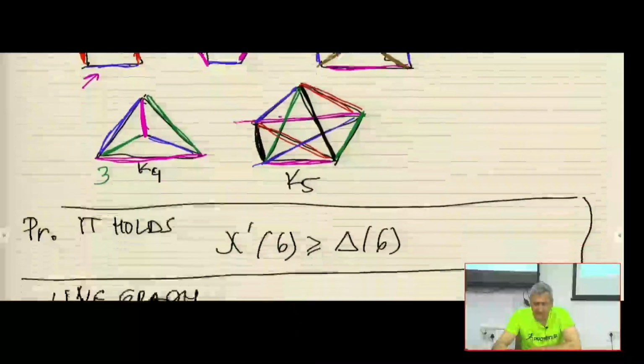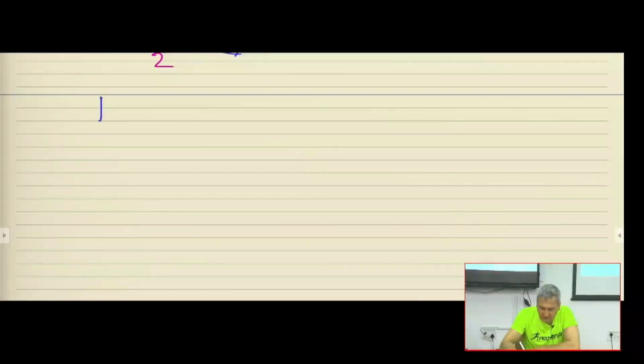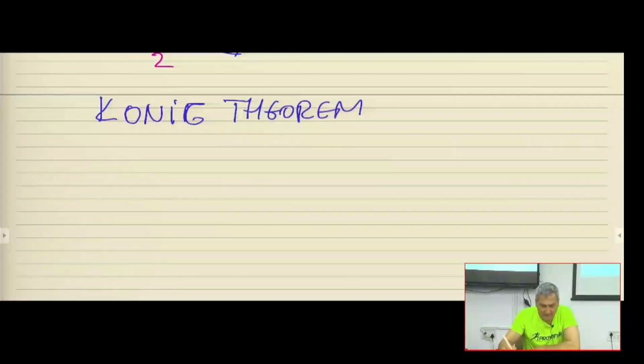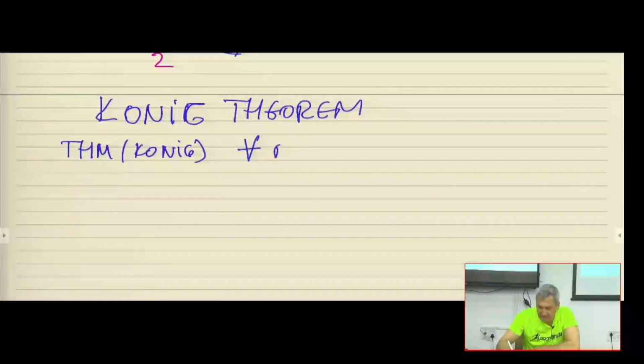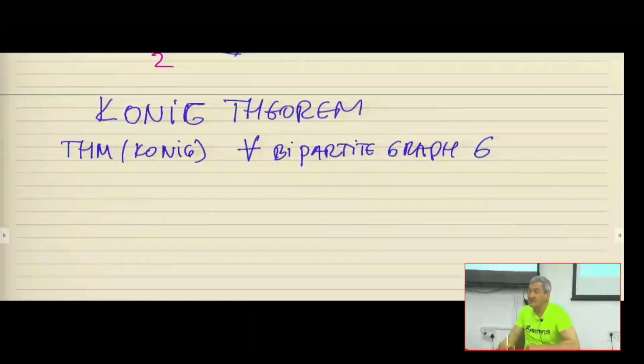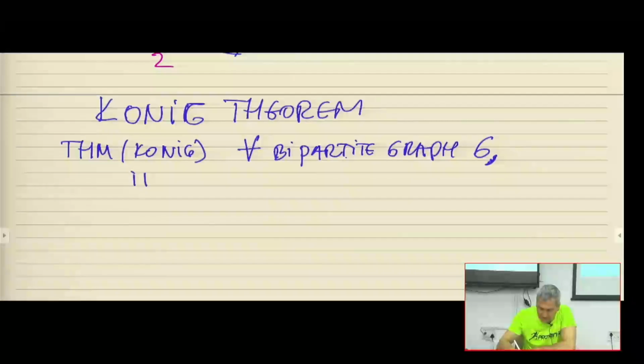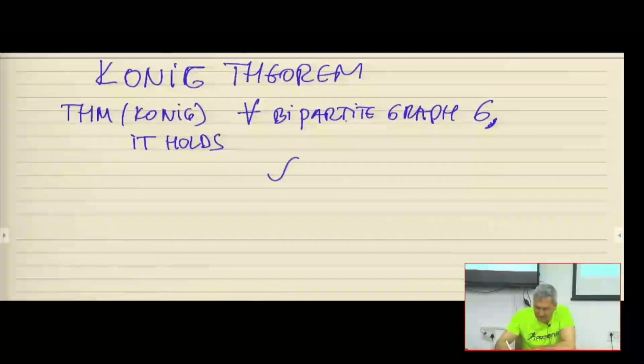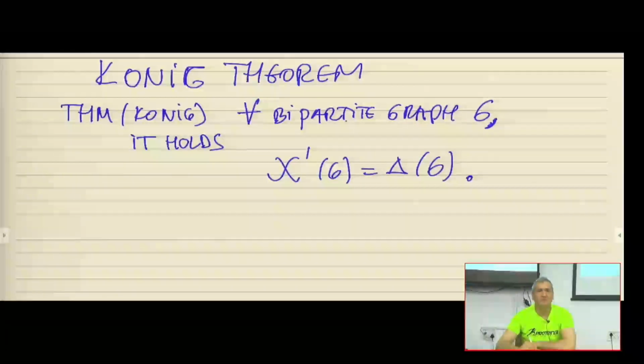So there is something which says if G is a bipartite graph, then the chromatic index is delta. Call it Kőnig's theorem. So, the theorem is Kőnig's, of course. It says for every bipartite graph G it holds that the chromatic index of G is equal to the maximum degree.